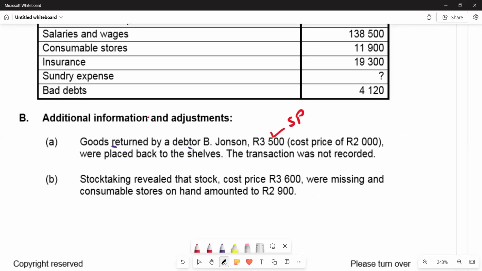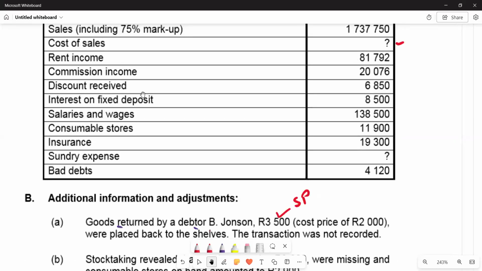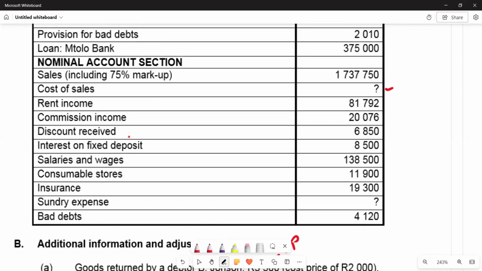But when we are given an error like this in the additional information, it means when we are going to find our figure for cost of sales using the figure for sales, we have already corrected that. So we are not going to correct it again. So what we are trying to say is we can start by subtracting 3,500 from the figure for sales that we have there, which is 1,737,750 on the other section.